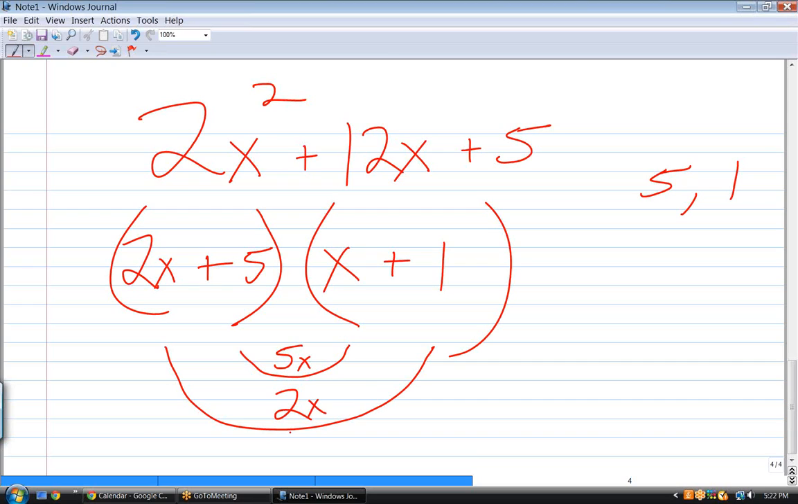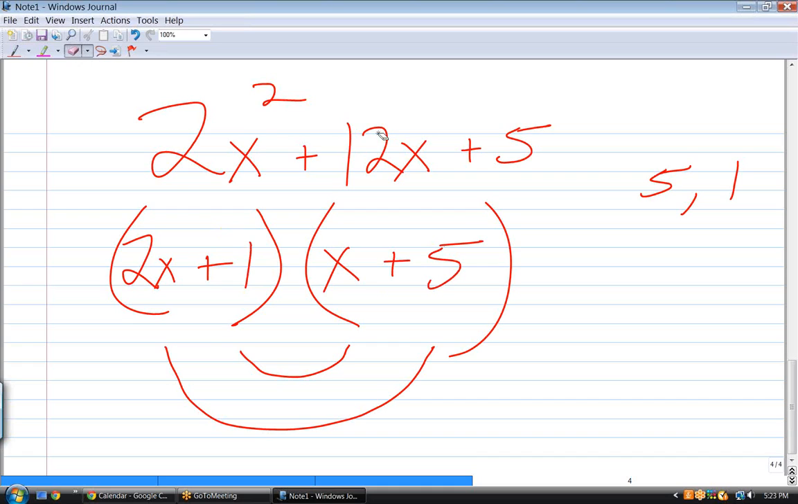Add them together, what do you get? You get 12. No, you don't. 5 and 2 do not add to 12. Right. It adds to 7, which means that's not the correct answer. So it's got to be the other way around. Let's switch the 1 and the 5. 1 goes here, the 5 goes there.